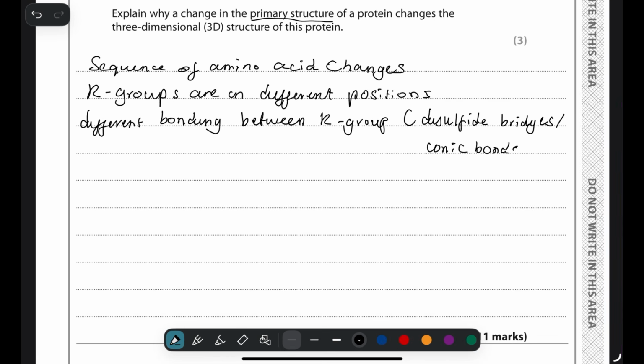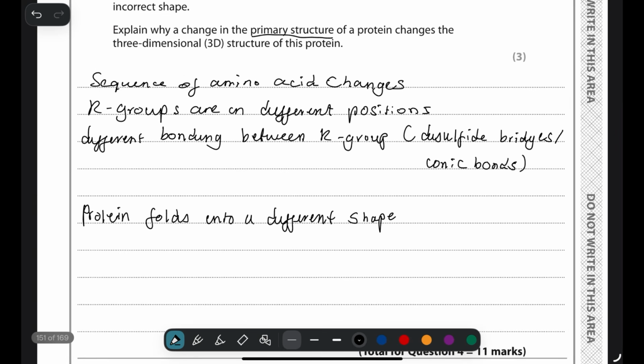And then finally, if we have that, that means that protein folds into a different shape. If it's an enzyme question, specifically mention that the shape of the active site changes if it's relevant. But those are the things that you want to say for that question.